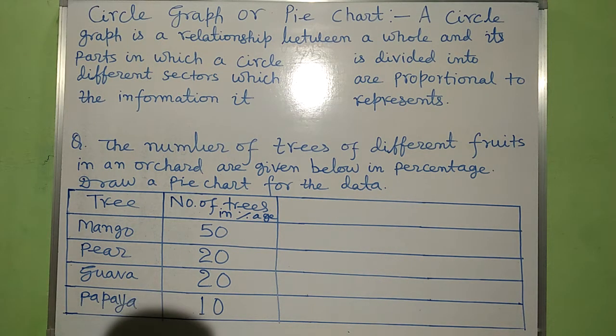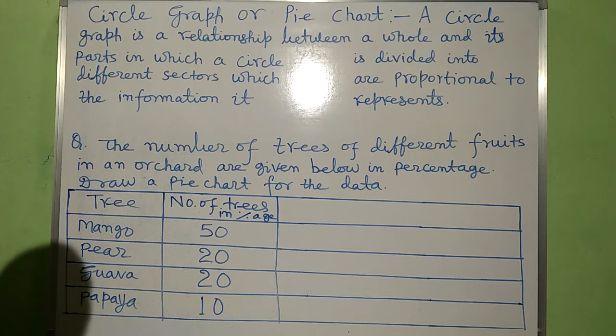Namaste everyone. Here I am going to explain about circle graph or pie chart. What is a circle graph or what is a pie chart? A circle graph is a relationship between a whole and its parts in which a circle is divided into different sectors which are proportional to the information it represents.